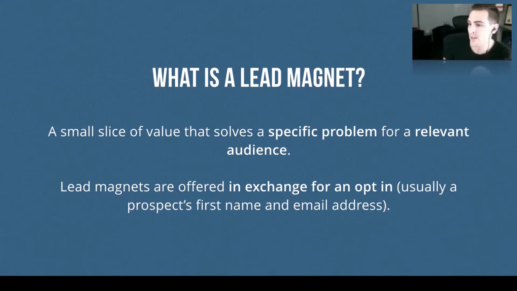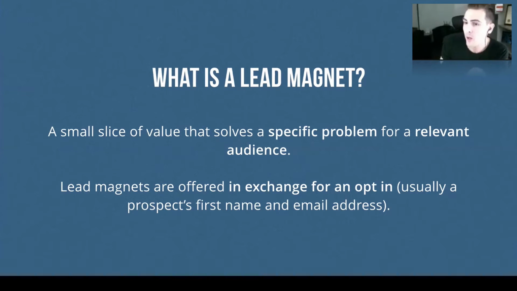The next keyword in this definition we're going to look at is specific problem for a relevant audience. This refers to the specificity and the relevancy of your lead magnet and how it will dictate how effective it is at converting into opt-ins. By creating your lead magnet to solve one specific problem which is relevant for one audience, you'll position it to be successful. If your lead magnet solves a specific problem for a specific audience, and that audience is the right audience for your lead magnet, then more often than not it's going to be very, very successful.